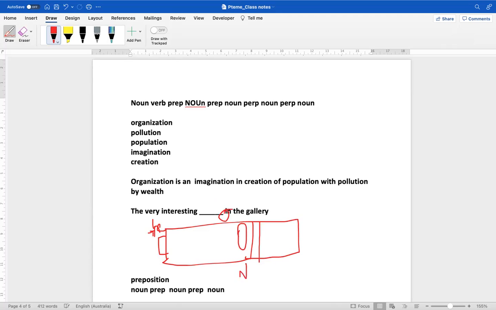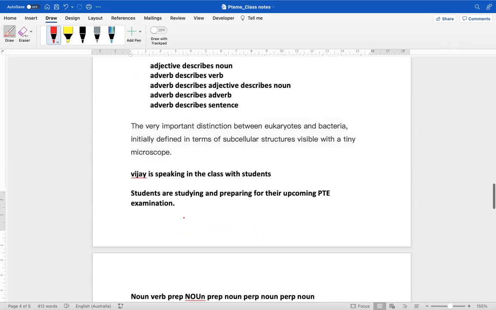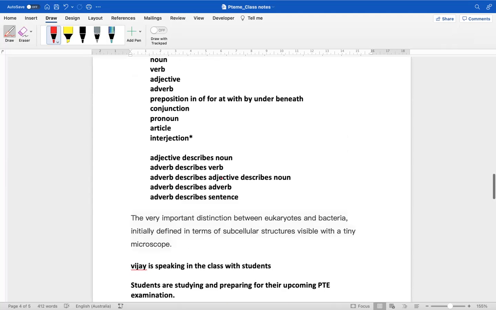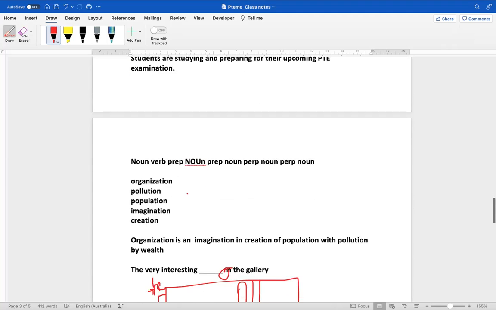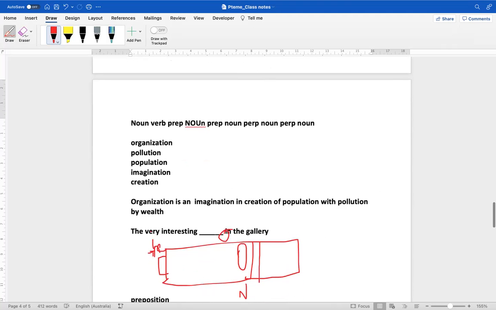Is a noun. So what is this? This is a noun. If this is a noun, we already know the grammar rules. If this is a noun, what describes a noun? Adjective. This is an adjective. What describes an adjective? See here, if you go back here, what describes an adjective? Adverb. So this is an adverb.